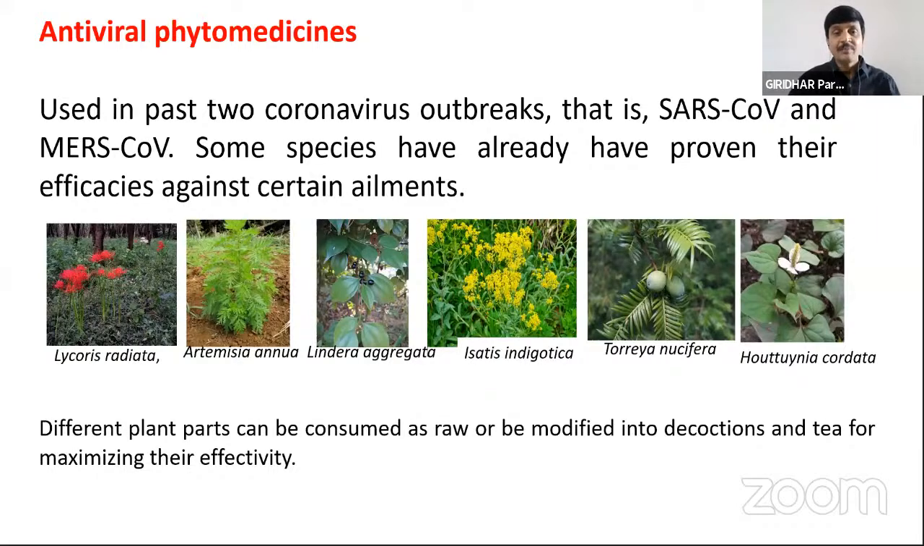At the time, they started using herbal extracts to avoid these viral infections, like licorice, artemisia, lingria, isatis, and phytoma, various plants. If you look at this Artemisia annua, you might have heard in the news channels that the Thailand government tried many of these things based on Artemisia annua. Andrographis species were also tried.